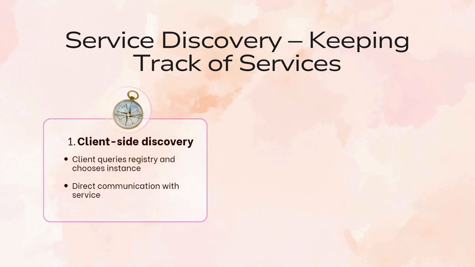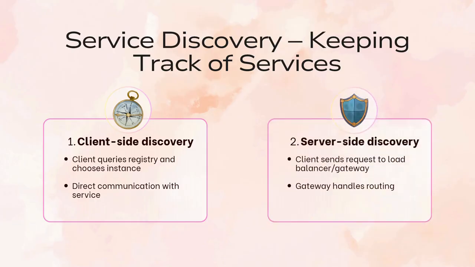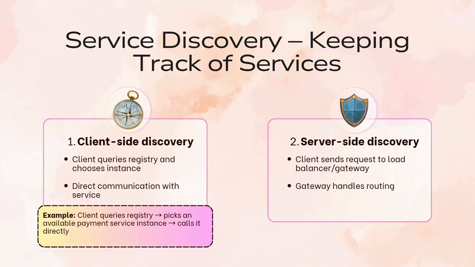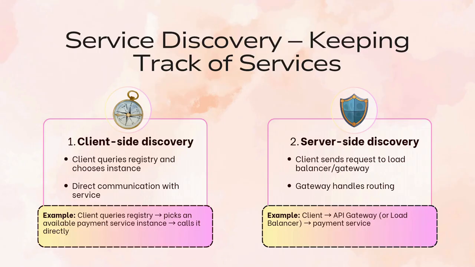First is client-side discovery. The client queries the service registry to find available service instances, then picks one to call. Second is server-side discovery. The client sends requests to a load balancer or API gateway, which routes the request to the correct service instance automatically. Example, the user service wants to call the payment service. Instead of knowing which server is running payment, it asks the registry who's available, and it communicates directly, which is client-side, or goes through a gateway, which is the server-side.